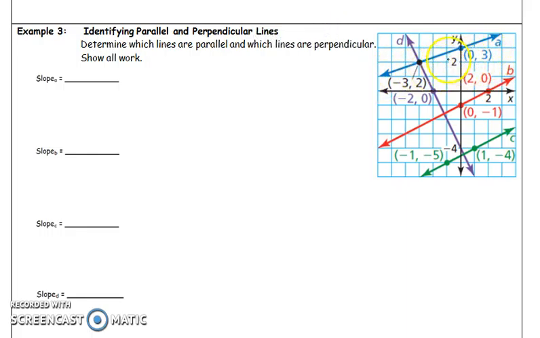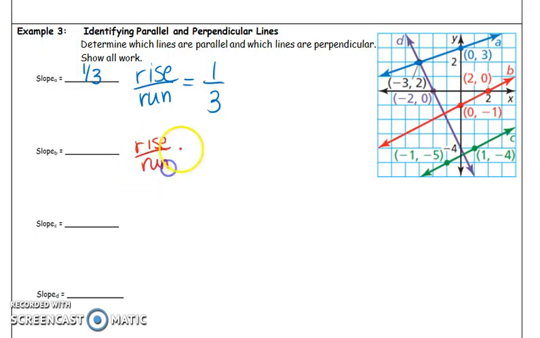So for line A, the slope of that is rise over run. These are the 2 points, negative 3, 2 and 0, 3. So it looks like we're rising up 1 and running to the right 3. So the slope of line A is 1/3. The slope of line B, I'm going to use this point 0, negative 1 and 2, 0. So the rise over the run of line B, we're rising up 1 to the right 2, so that's 1/2.